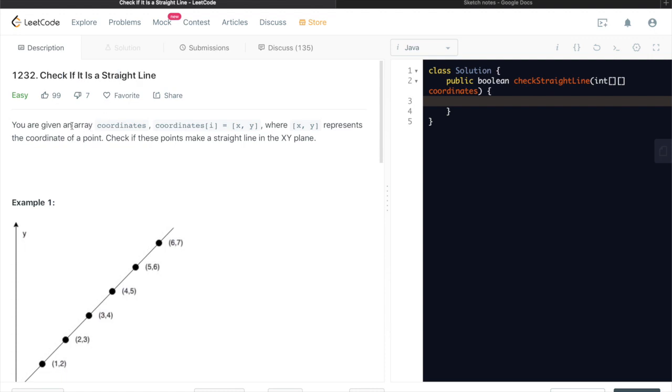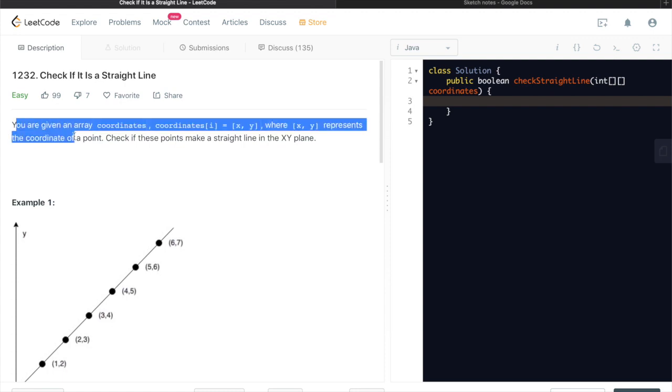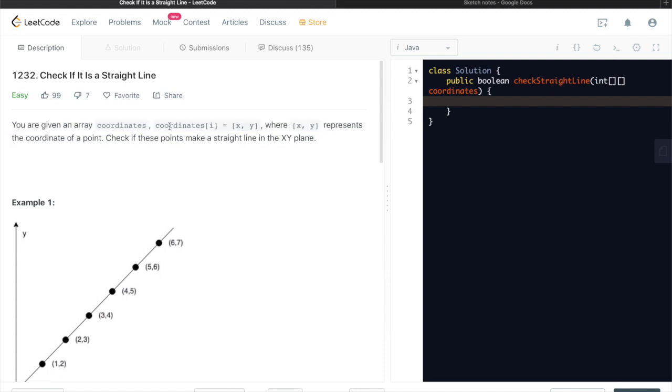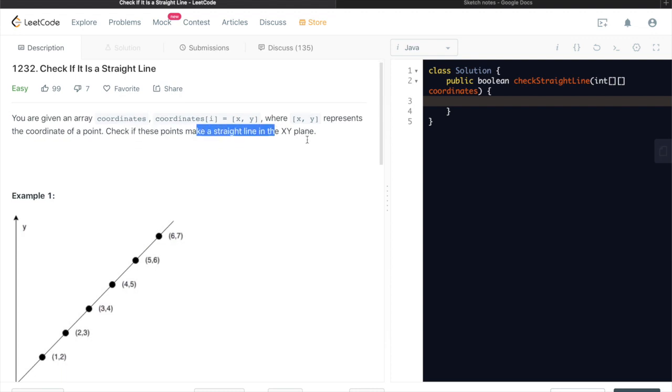Okay, now let's take a look at today's problem. You're given an array coordinates. coordinates[i] is just a two-element array, x and y. We understand that in the 2D plane, we use two elements to indicate a point, where x and y represent the coordinates of a point. The question is asking us to check if these points make a straight line in the xy plane.